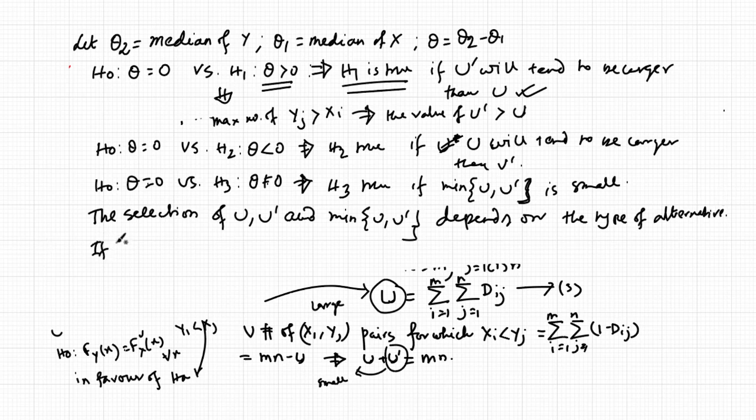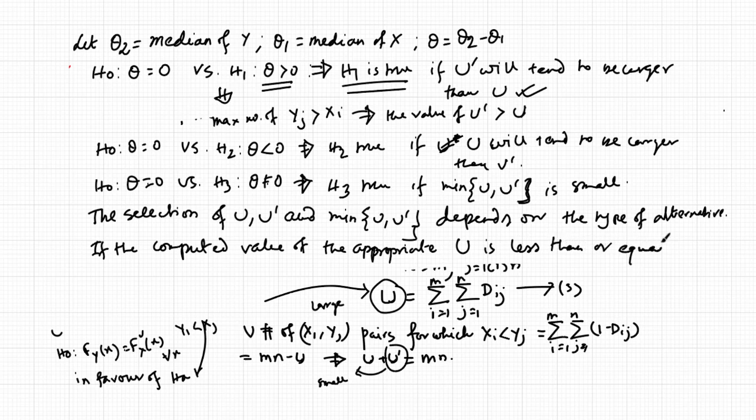If the computed value of the appropriate U is less than or equal to the tabulated value, then we reject the null hypothesis at the stated level of significance.